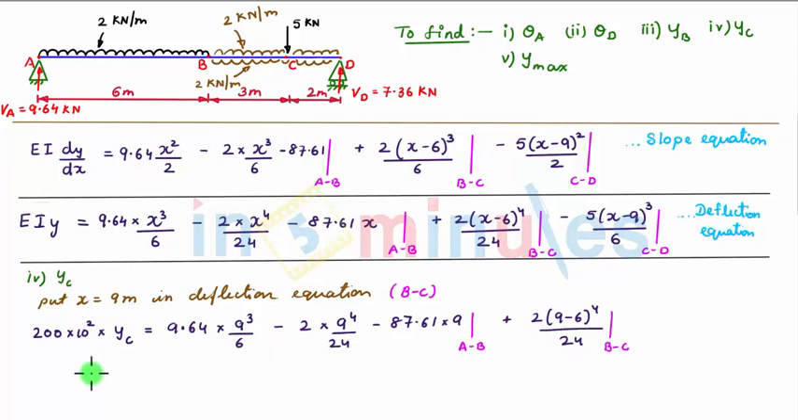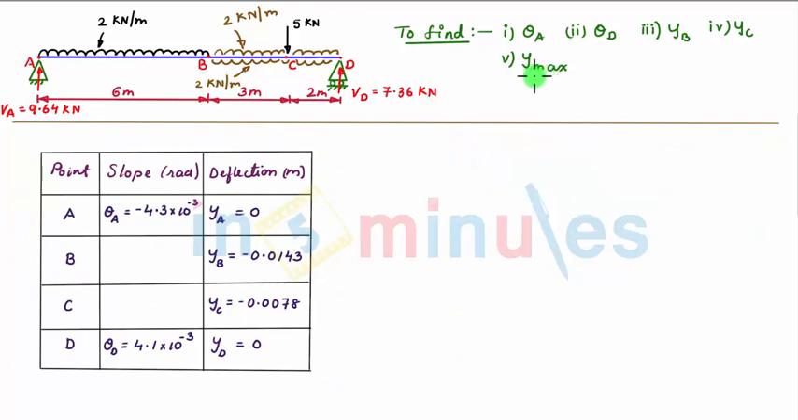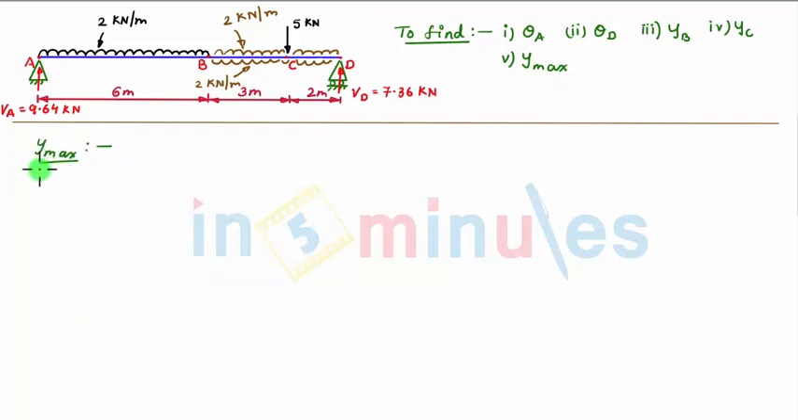Upon solving this, we get the value of YC as minus 0.0078 meters. Now we again see that the deflection at point C is downward, since it is negative. Now before finding out Ymax, we plot the table of slope and deflection at various salient points, which we have already found out. So next we determine the maximum deflection, Ymax.